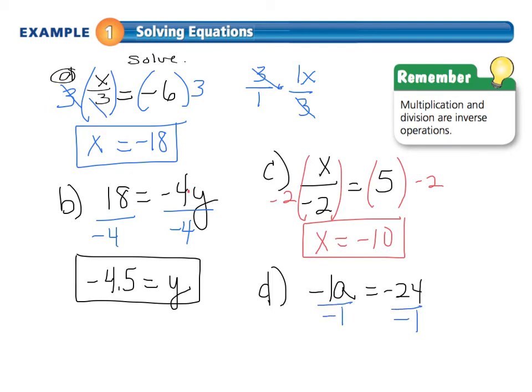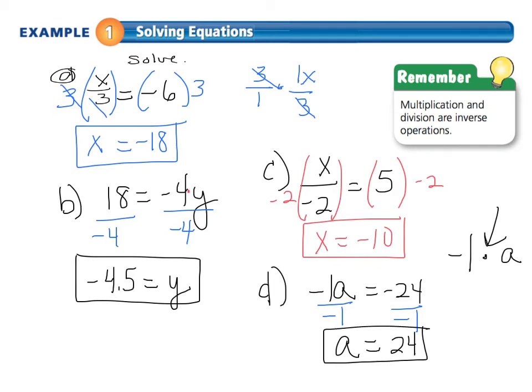What is the opposite of multiplying by negative 1? It's dividing. A lot of people think, oh, I'm going to add 1. No, this is not subtraction. This is negative 1 times a. I want to undo the multiplication, not the minus. There's no minus here. So I divide both sides by negative 1. That gives me a equals positive 24.